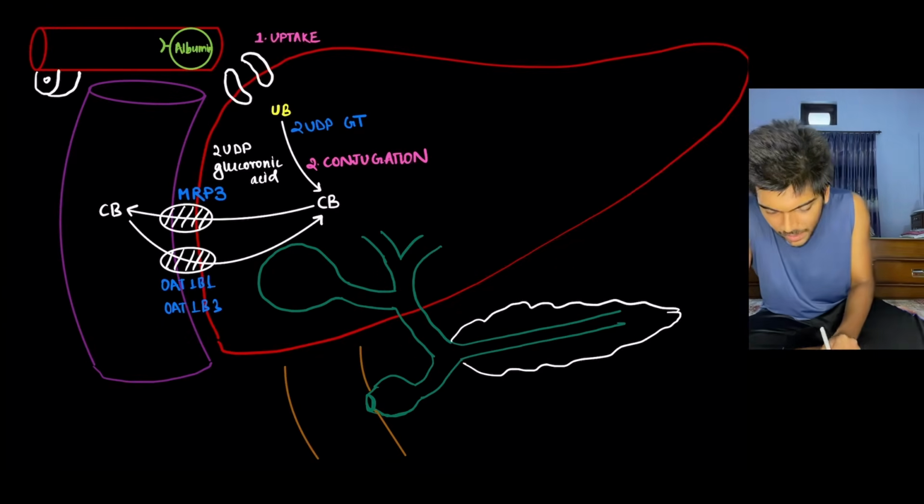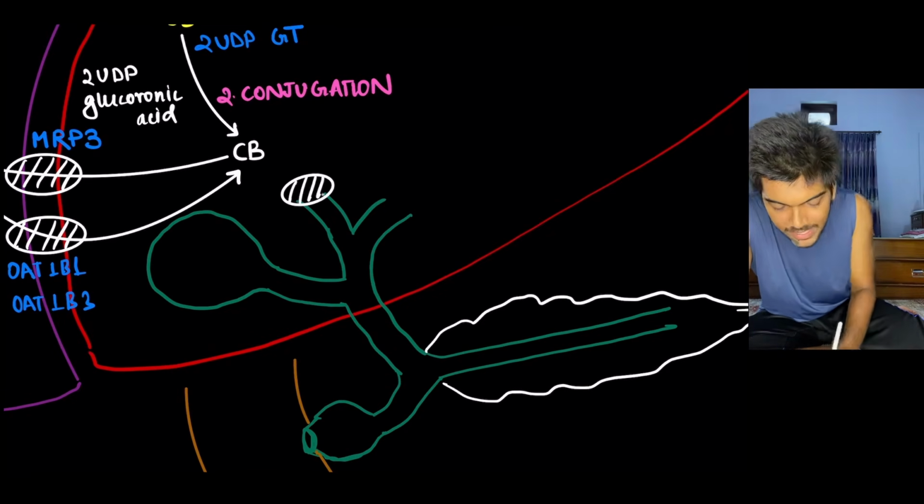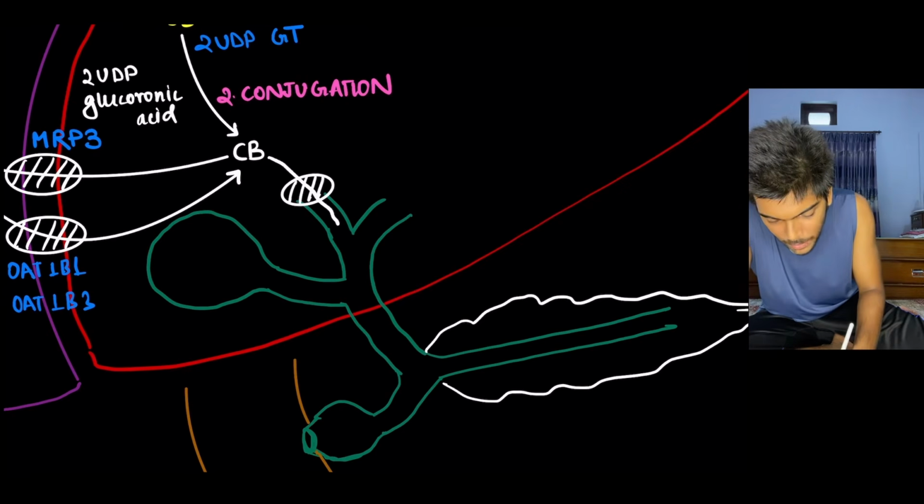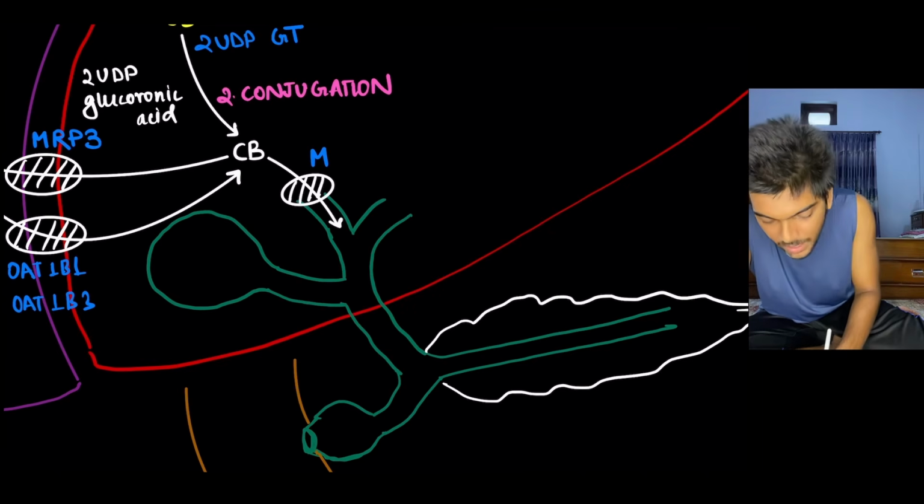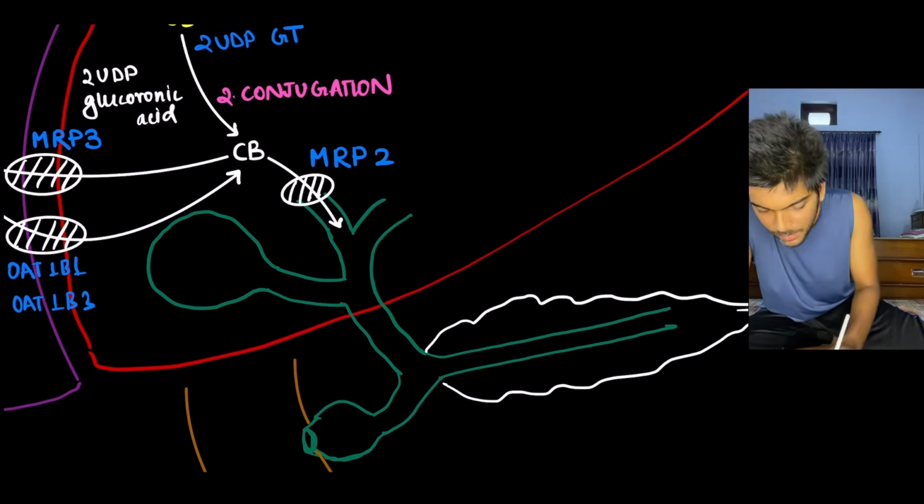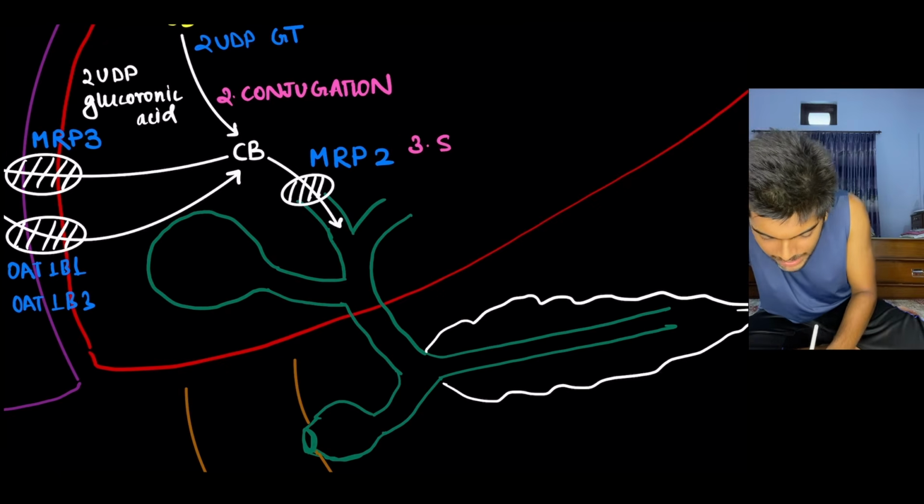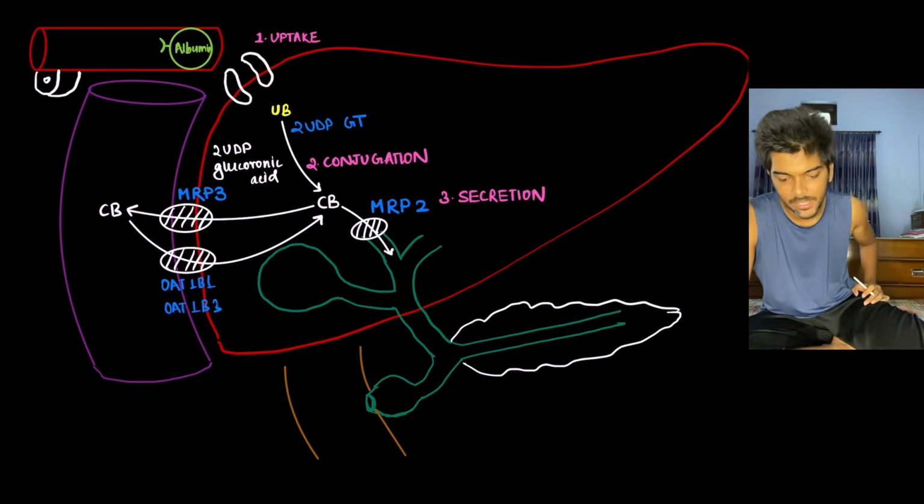The second fate is secretion. The third step, it gets secreted into the biliary system. And that takes place with the help of another pump, that is multi-drug resistant protein 2. This step is referred to as number 3, secretion. So secretion takes place. Finally, the conjugated bilirubin is inside the biliary system.